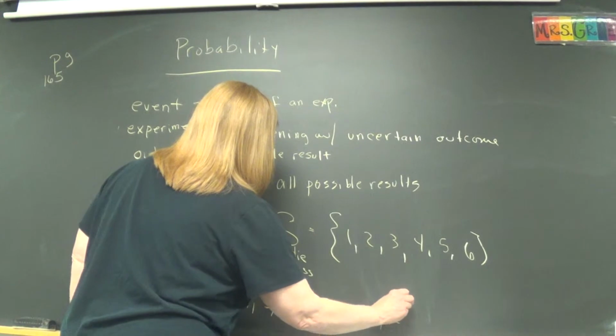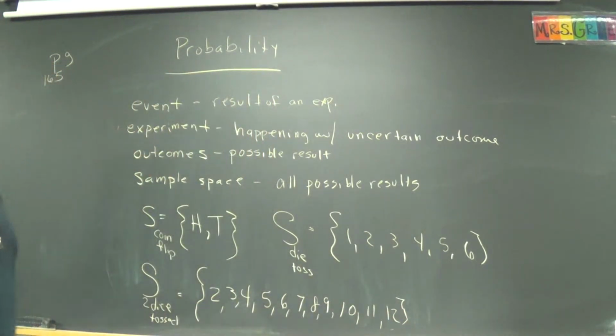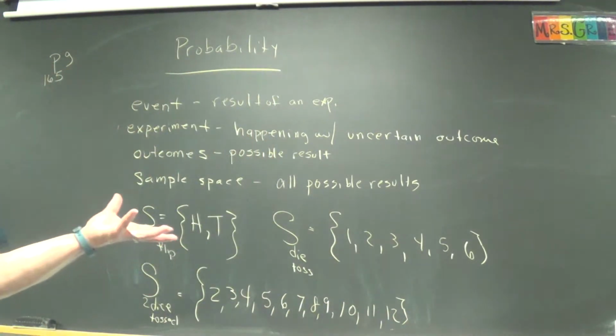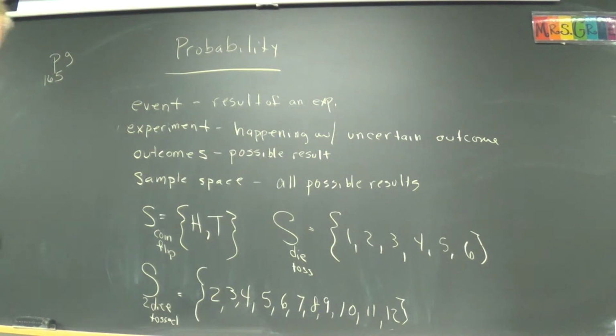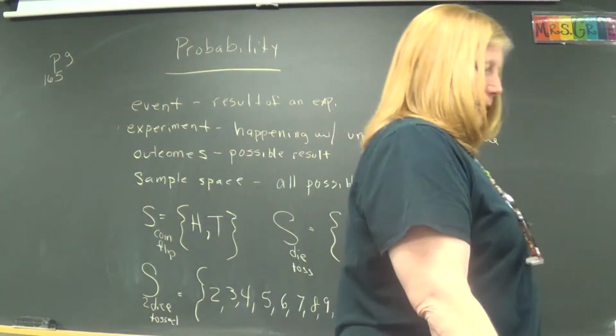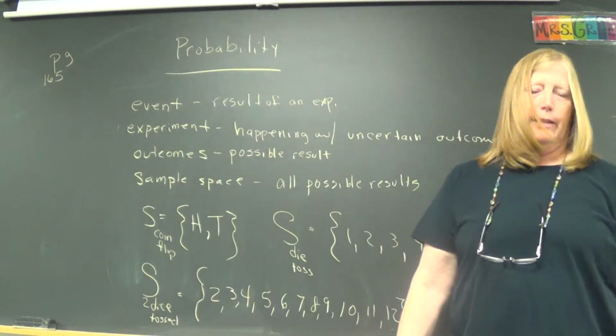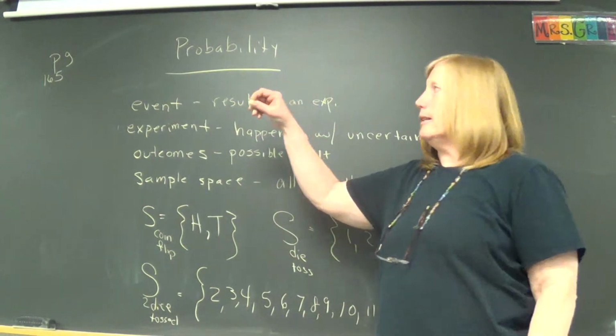All right, do you see how this is the only possible outcomes for the toss of 2 dice? All right, good. Let's actually then define probability.